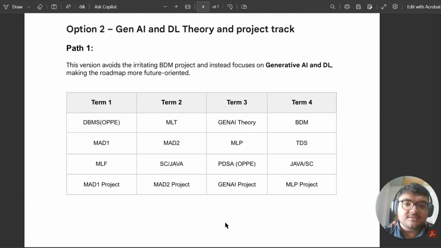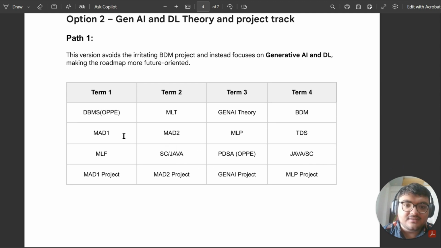I will suggest that you try to take this one. No matter, MAD2 project is together, but for the student who is planning Gen AI theory, after that there will be Gen AI project, but the MLP project will be together. So here any one subject will have the project together. Either Gen AI theory will have Gen AI project, or MLP theory will have MLP project. But here, only MLP has that benefit of completing theory first and then project.